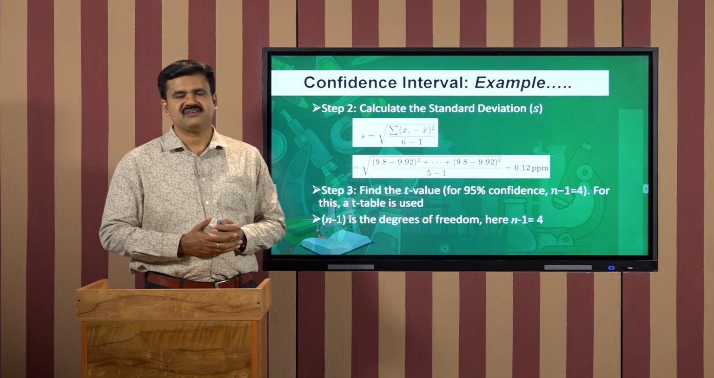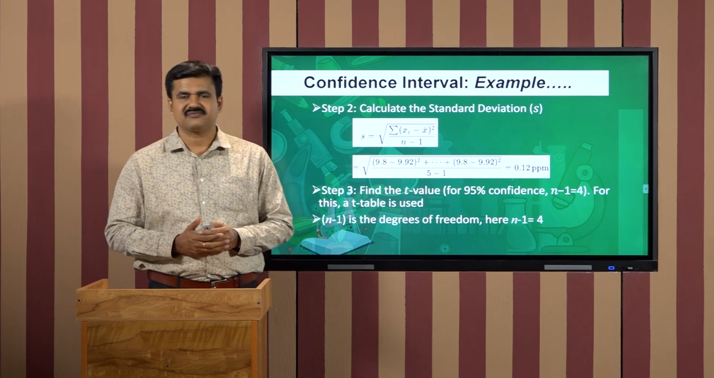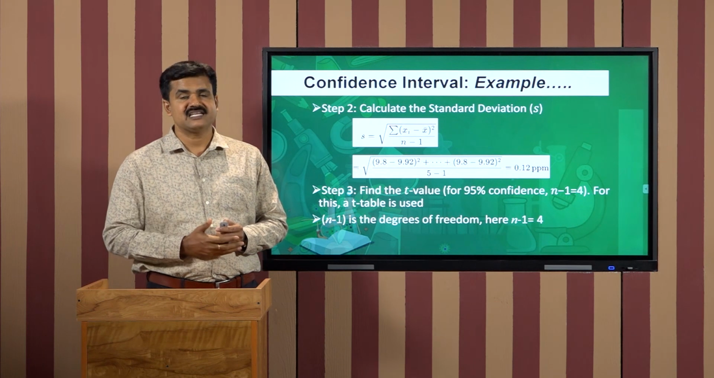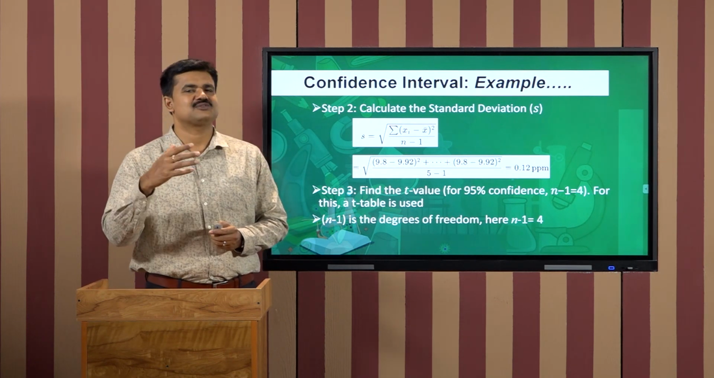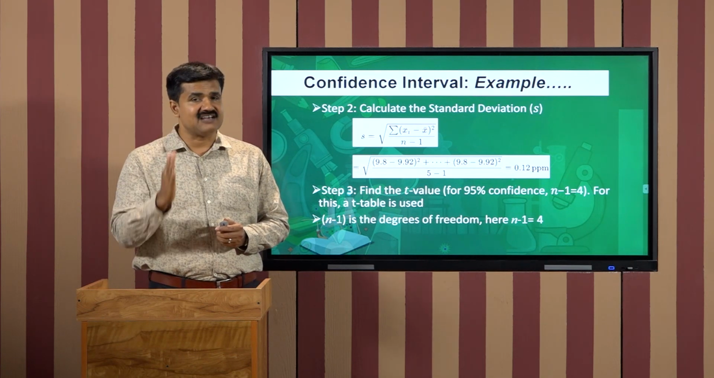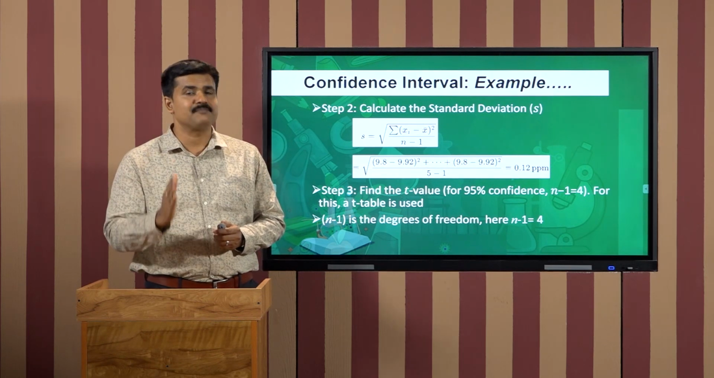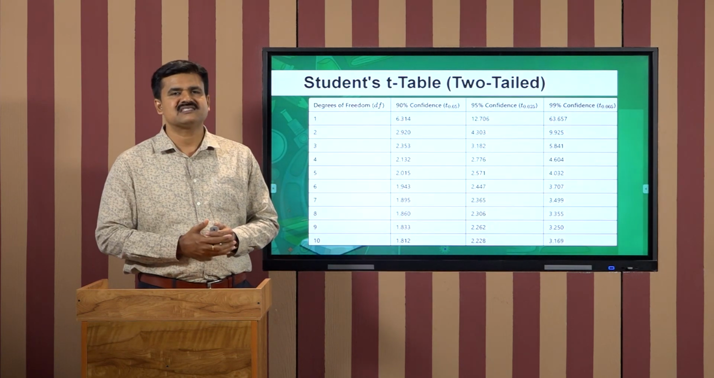And you should note that in the present problem n minus 1 is taken as the degrees of freedom. Here you took 5 measurements. So, 5 minus 1 is the degrees of freedom, and the degrees of freedom is equal to 4. So, before proceeding to the student's table, you have to keep two things in your mind. The confidence level is fixed as 95% and the degrees of freedom is fixed as 4. So, now you can look at this table.